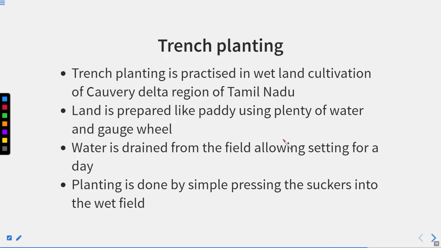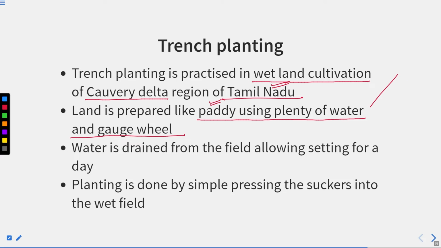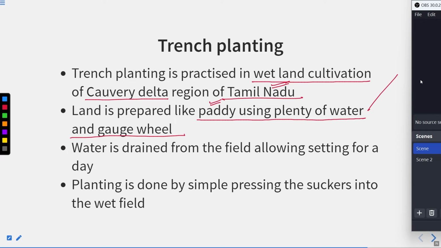Trench planting, the third type. Trench planting is practiced in the wetland cultivation of the Cauvery Delta region of Tamil Nadu, that is in southern India. Land is prepared like a paddy field using plenty of water and the gauge wheel. So you all know that in the paddy field, we fill it with water, right? We fill it with water.